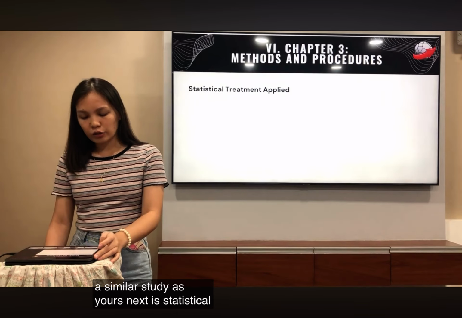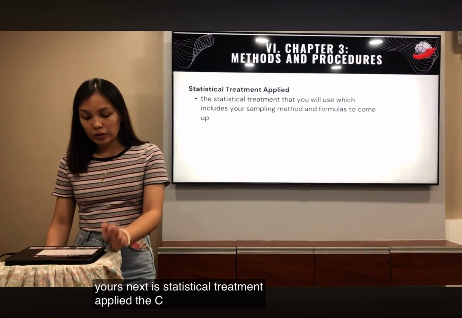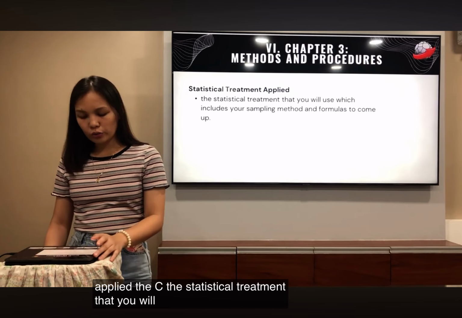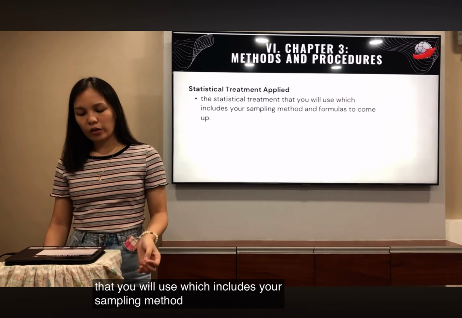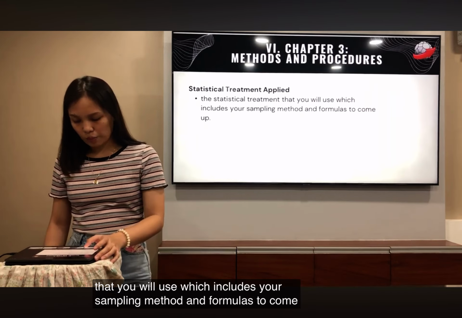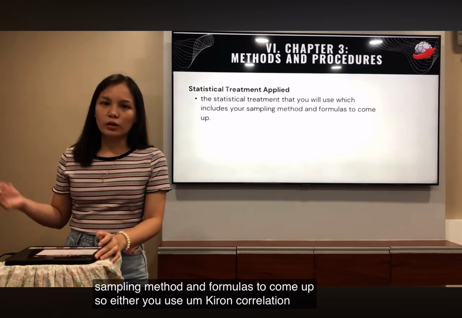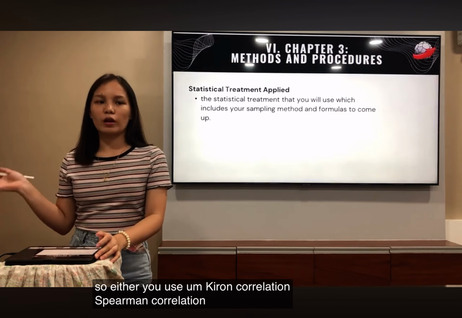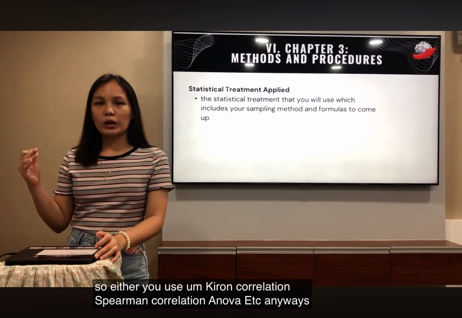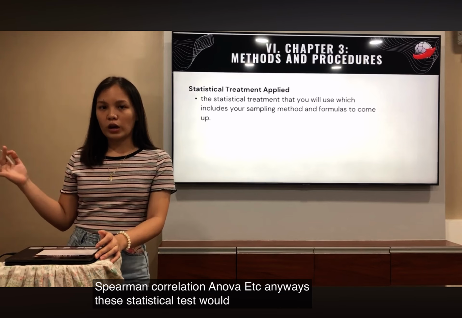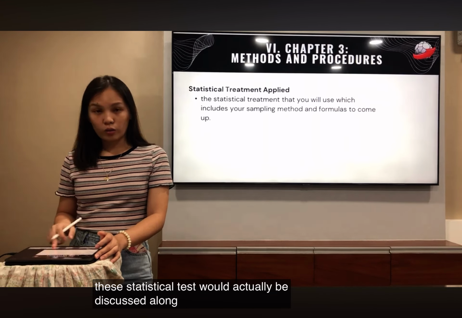Next is statistical treatment applied. The statistical treatment that you will use, which includes your sampling method and formulas to come up with the results. So either you use Pearson correlation, Spearman correlation, ANOVA, etc. Anyways, these statistical tests would actually be discussed along the way.